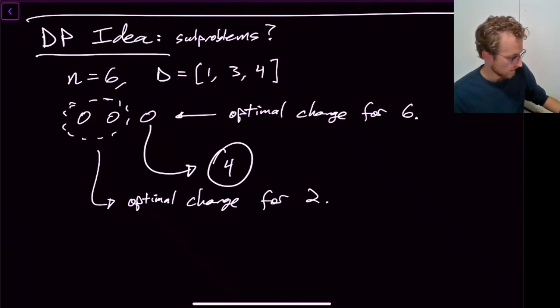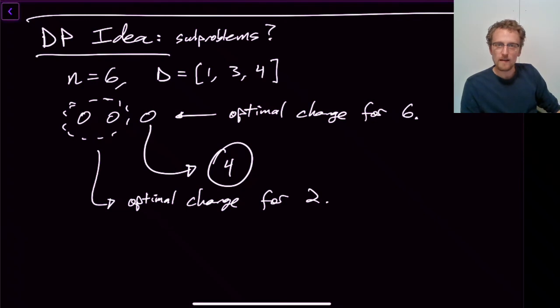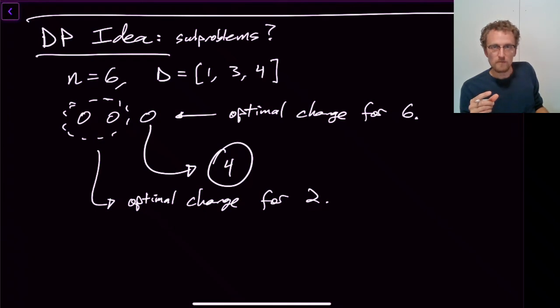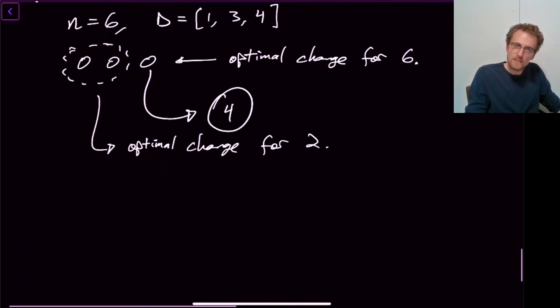So let's think a little bit about how to take that idea and bake it into an algorithm. Likewise, if I pick up a coin and it says 3, then what's left has to be optimal change for 3, 6 minus 3, and then I know something about optimal change for 3. And if I pick up a coin and it says 1, then that means whatever's left has to be optimal change for 5. So let's think about how we could write this down in an algorithm.